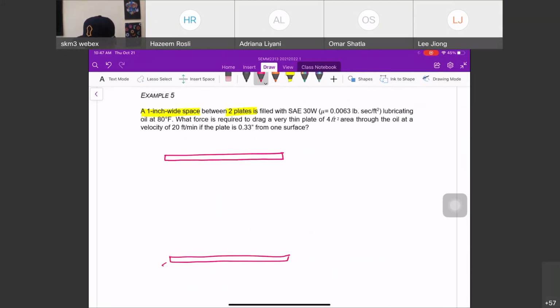And then this is the oil. What force is required to drag a thin plate? You can see a thin plate, so that means we have another plate. Let's say this is a very thin plate. So the question asks, what force is required to drag a thin plate, not the top or bottom plate? After you have drawn this, then you will understand.